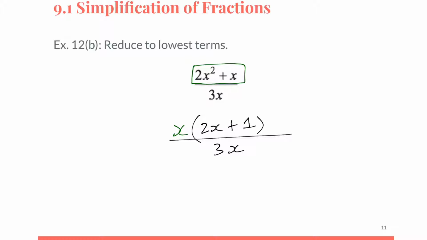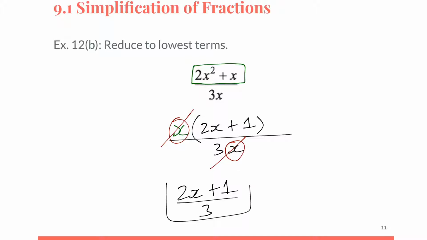So now, because we now have a product of two things, this being the first thing and this whole bracket being the second thing, now you can cancel out, let's say, this x with that x. Which is, in a way, what you said, by the way, Andre. But it's useful to see it this way because of what we'll encounter in the next example. So final answer here would be 2x plus 1 over 3.